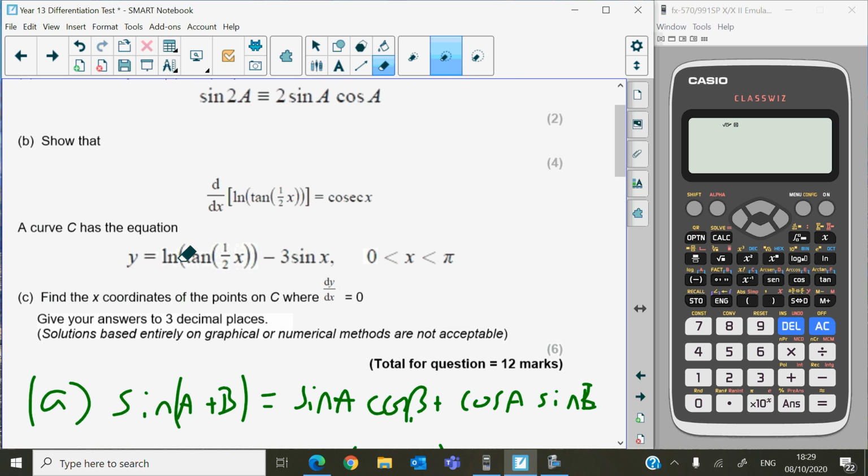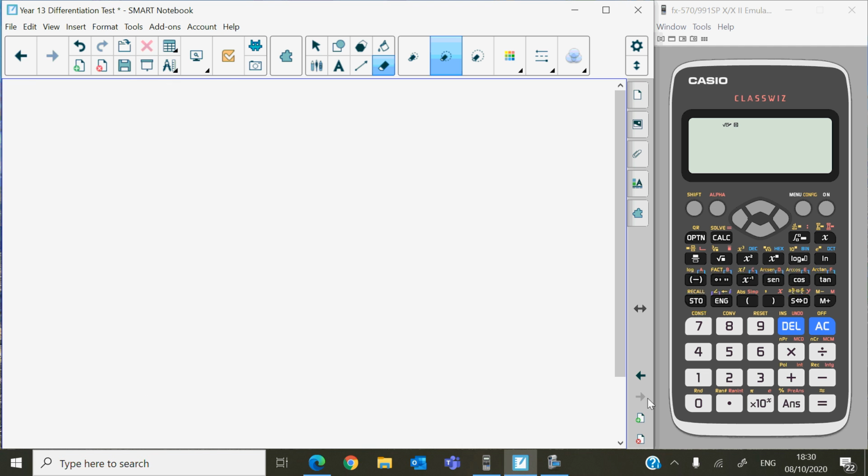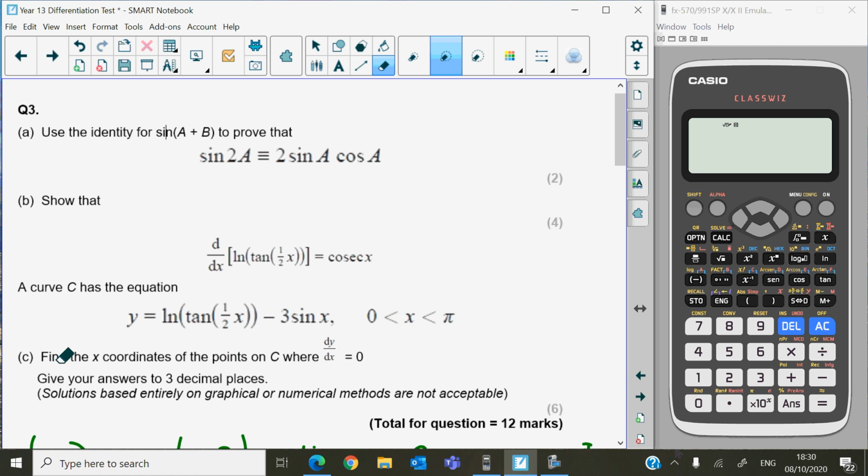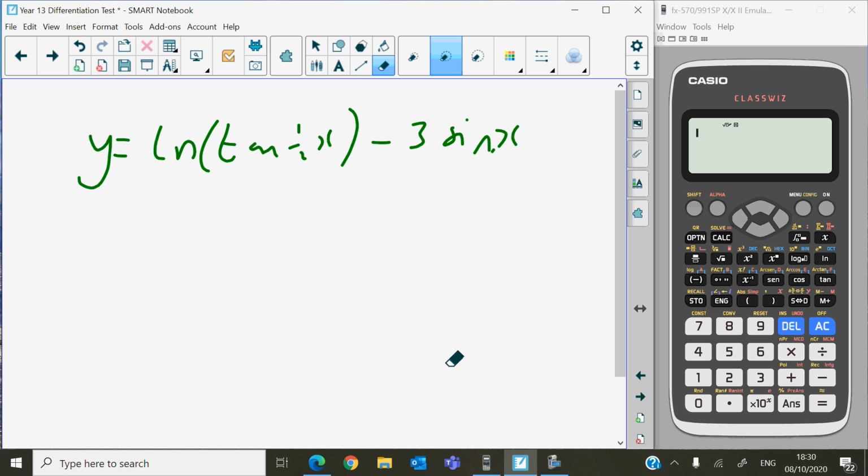So, last bit of this question, I'll go on to a new page for it. We were told that the curve C has equation y is equal to log of tan a half x minus 3 sine x. Okay, so let's put that on the next page. y is equal to natural log of tan a half x minus 3 sine of x. And we're told to find the x coordinates of the points where dy by dx is equal to 0. Well, if I want to find out where dy by dx is equal to 0, I need to actually know what dy by dx is.